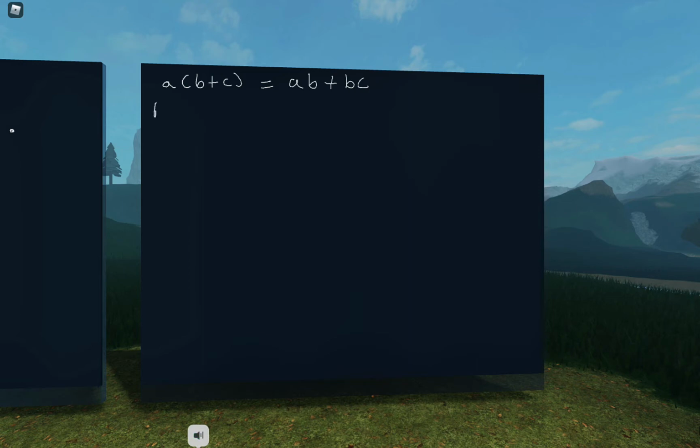Just going through some simple examples of rings. I already mentioned briefly that the real numbers with their normal addition and multiplication form a ring, satisfying all those things. And similarly, so do the integers.